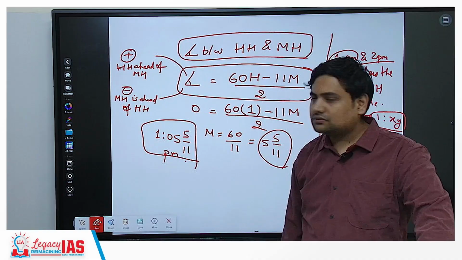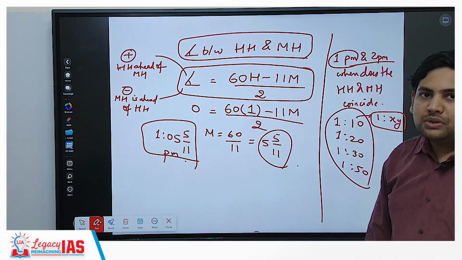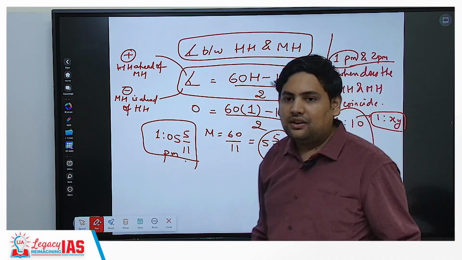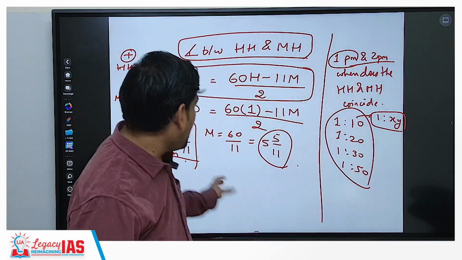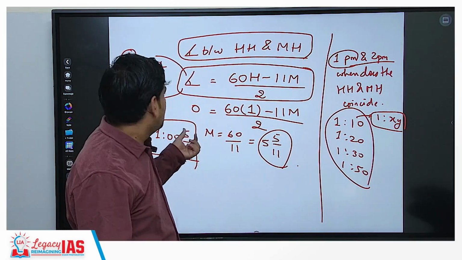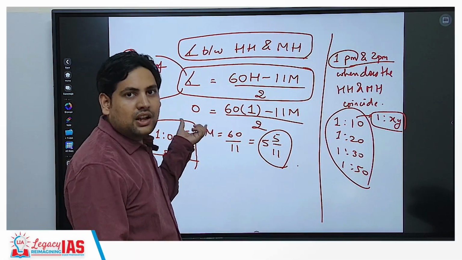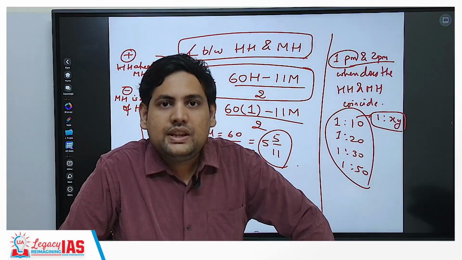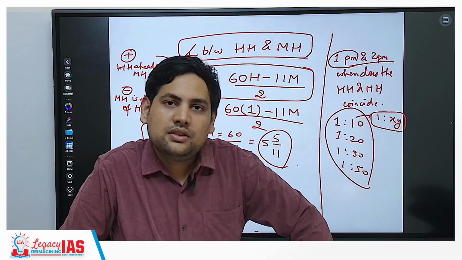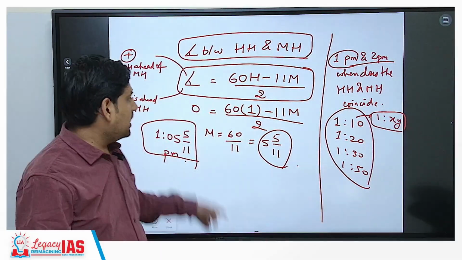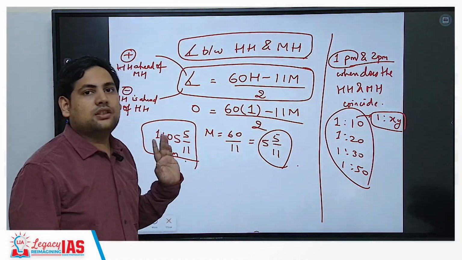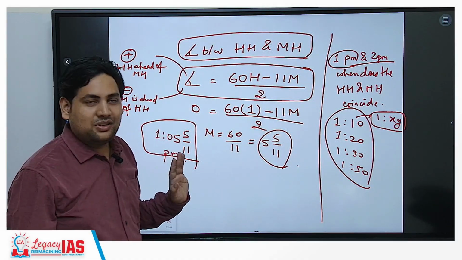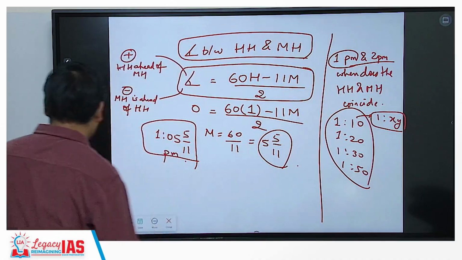Now, please do remember this. So, if I tell you, here I had 0, so plus or minus didn't matter. Otherwise, if it was 30 degrees and I asked you to tell me the time between 1 p.m. and 2 p.m. when the angle between the minute hand and hour hand is 30 degrees, then you will have to take plus 30 degrees as well as minus 30 degrees. Understood? Okay, let's move forward.